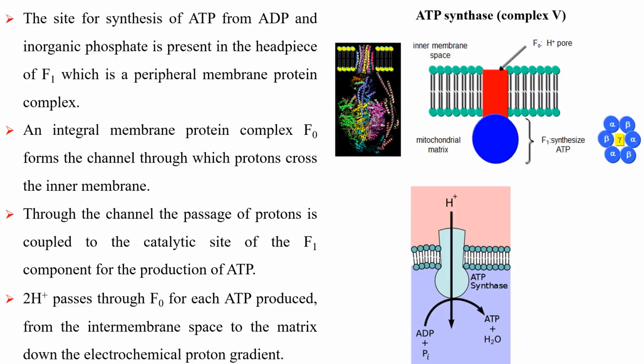The site for synthesis of ATP from ADP and inorganic phosphate is present in the headpiece of F1, which is a peripheral membrane protein complex. An integral membrane protein complex, F0, forms the channel through which protons cross the inner membrane. Through the channel, the passage of protons is coupled to the catalytic site of the F1 component for the production of ATP. Two hydrogen ions pass through F0 for each ATP produced, from the intermembrane space to the matrix, down the electrochemical proton gradient.